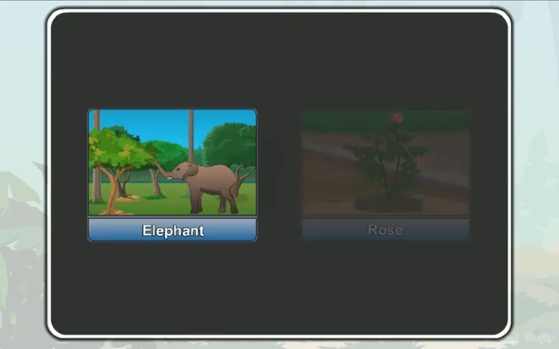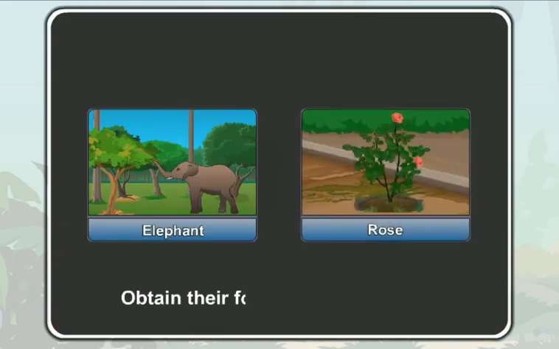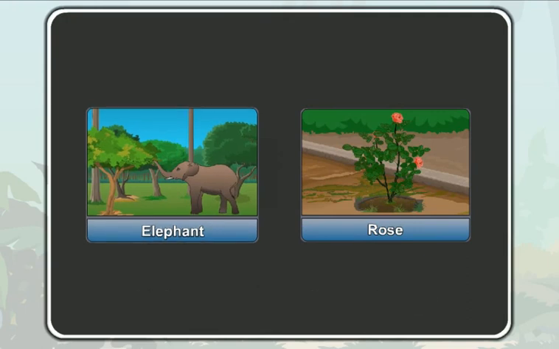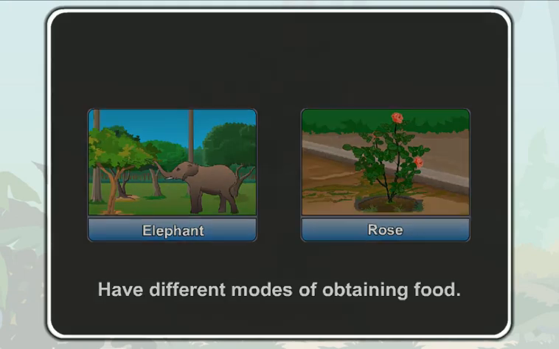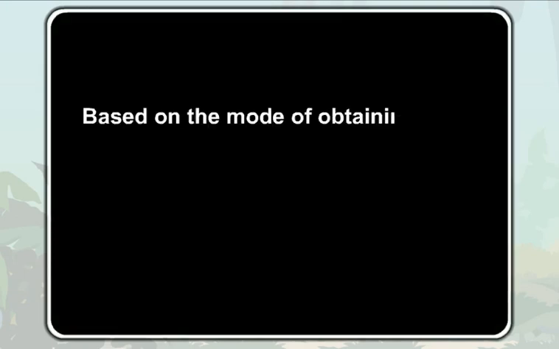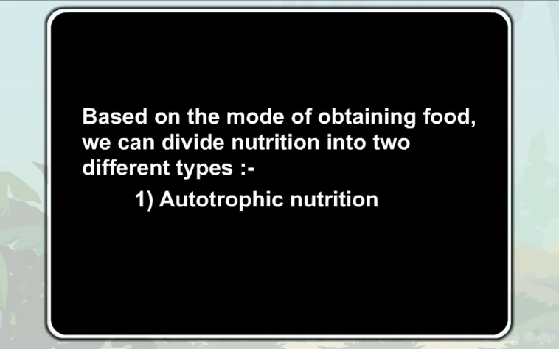An elephant and a rose plant obtain their food in different ways. That is, an elephant and a rose plant have different modes of obtaining food. Based on the mode of obtaining food, we can divide nutrition into two different types: autotrophic nutrition and heterotrophic nutrition.